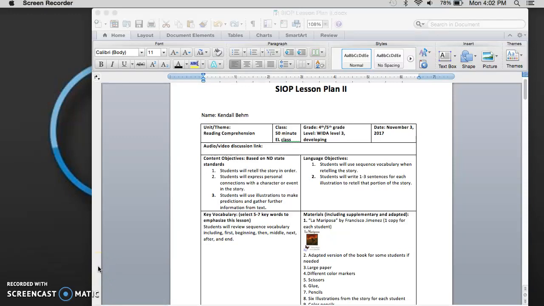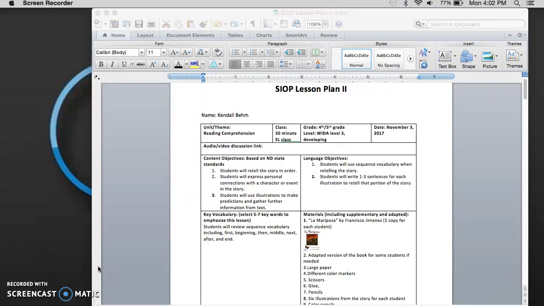Hi, my name is Kendall Bame, and for my second lesson plan, I chose to do a fourth and fifth grade reading comprehension lesson using the children's book La Mariposa by Francisco Jimenez. And in this lesson, the students will be working on retelling a story in order and using sequence vocabulary, which is something they've been working on in their general education class.